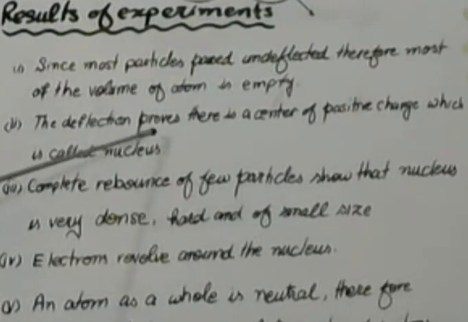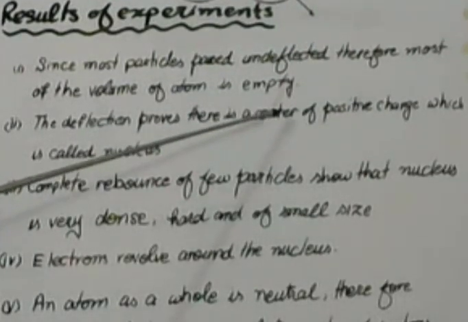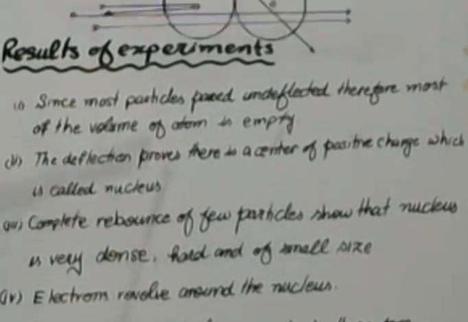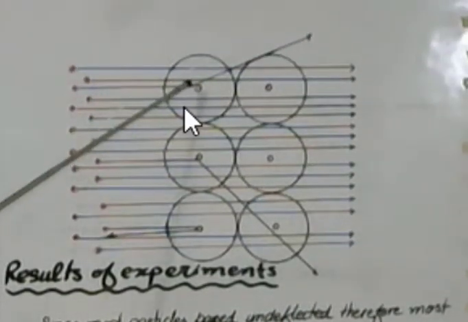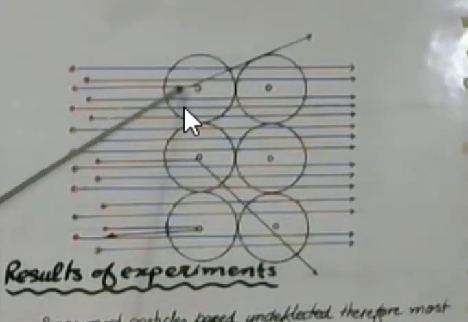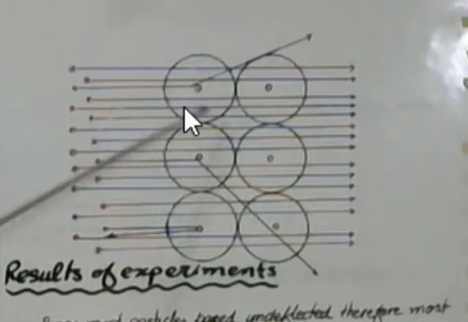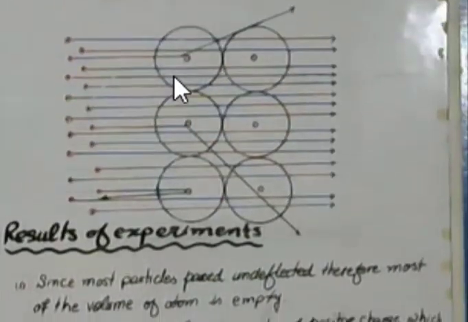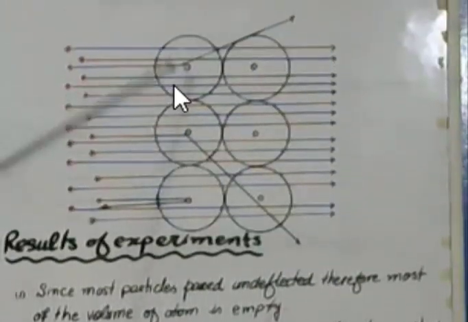The deflection proves there is a center of positive charge, which is called the nucleus. Alpha particles are striking some dense and heavy particles that carry positive charge, and most of the mass is occupied in this region. He named it the nucleus of the atom, and the particles present in the nucleus, like protons and neutrons, are called nucleons.